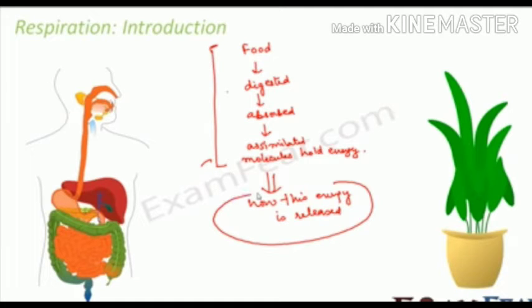We also saw that the food got well absorbed. Where was it absorbed? In the ileum and jejunum of the small intestines. But the absorbed food was then assimilated as well. Assimilated means the food energy was stored in the assimilated molecules. That means assimilated molecules hold the energy. Till this point, we have already talked about it in nutrition.